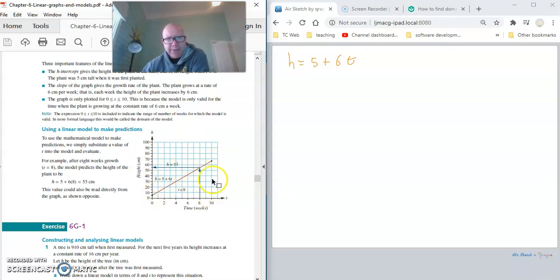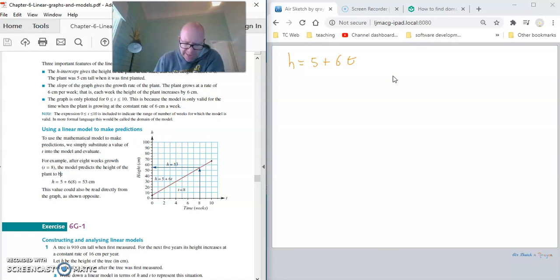Not up here somewhere, not down there somewhere, on that line. Okay. Let's try it ourselves. So let's say we want to know how high it's going to be after 10 weeks. Okay. So that means it's full growth essentially, and it's just doing a little bit differently after that.